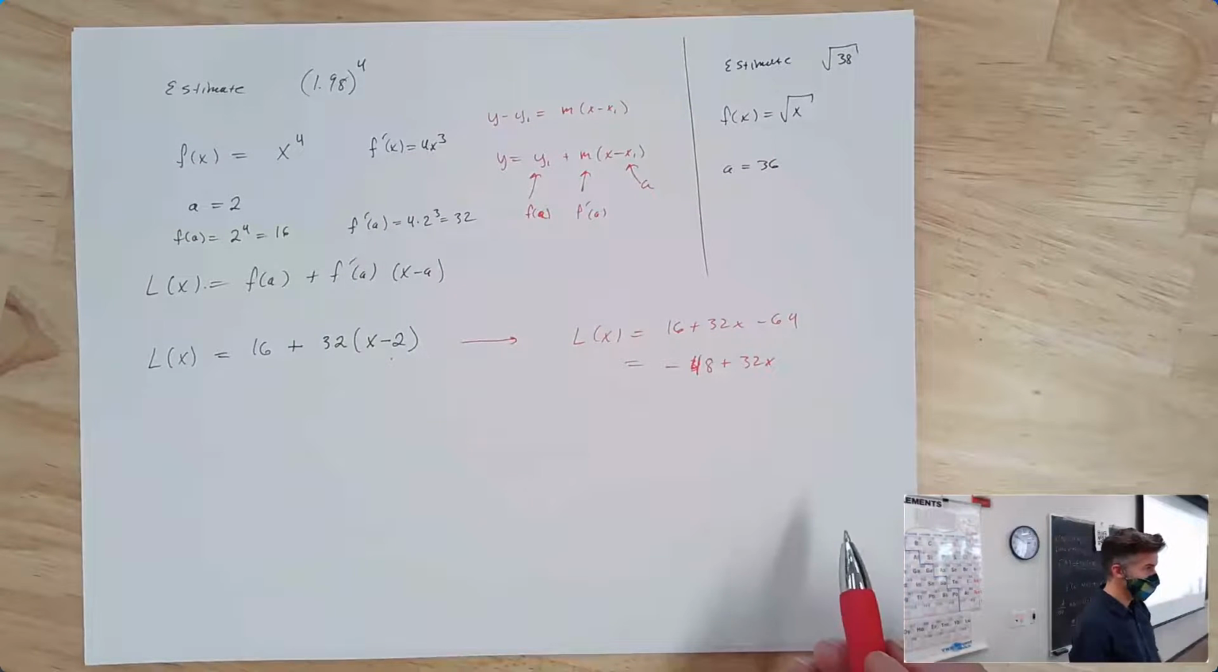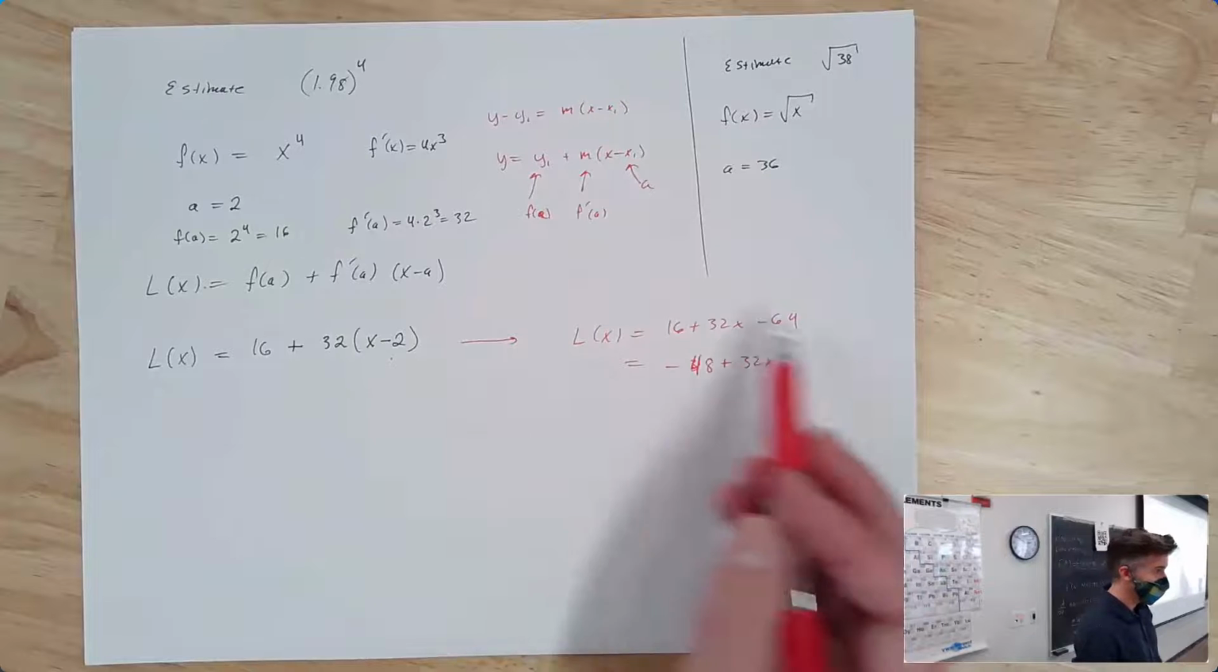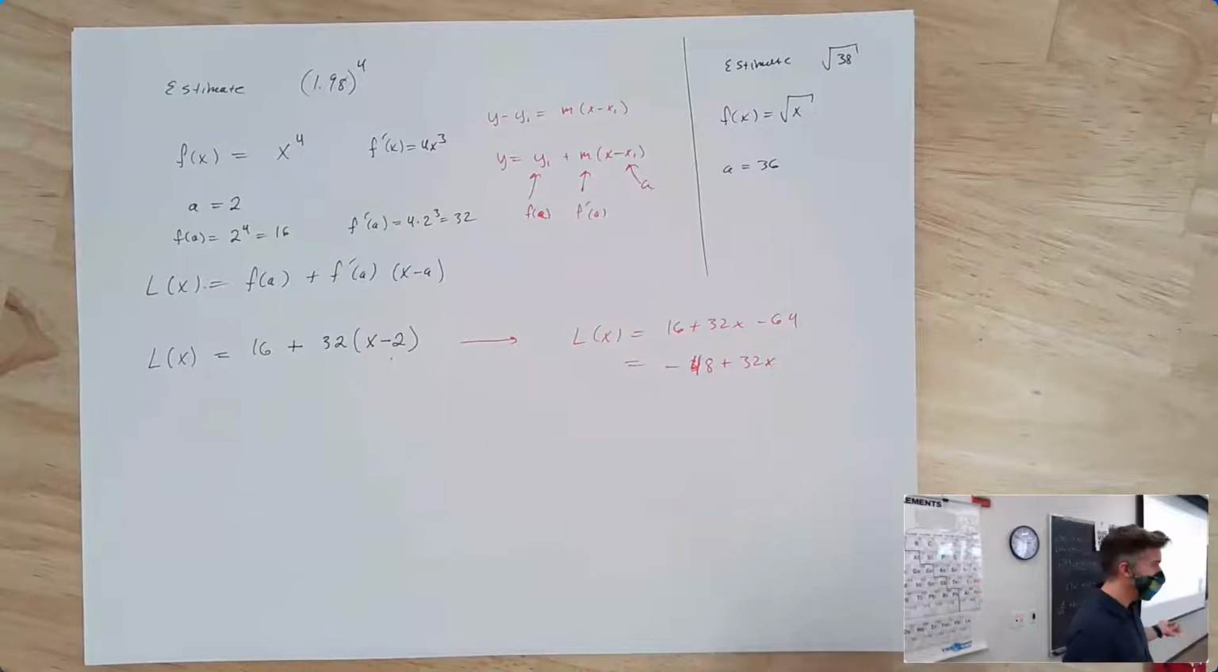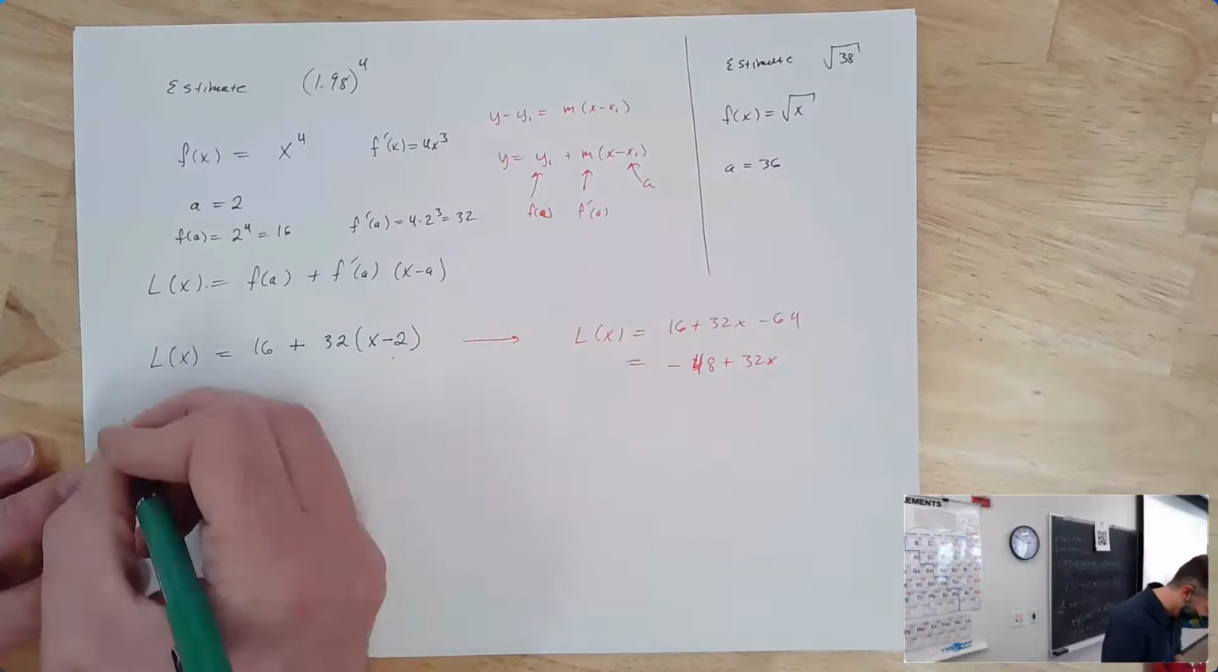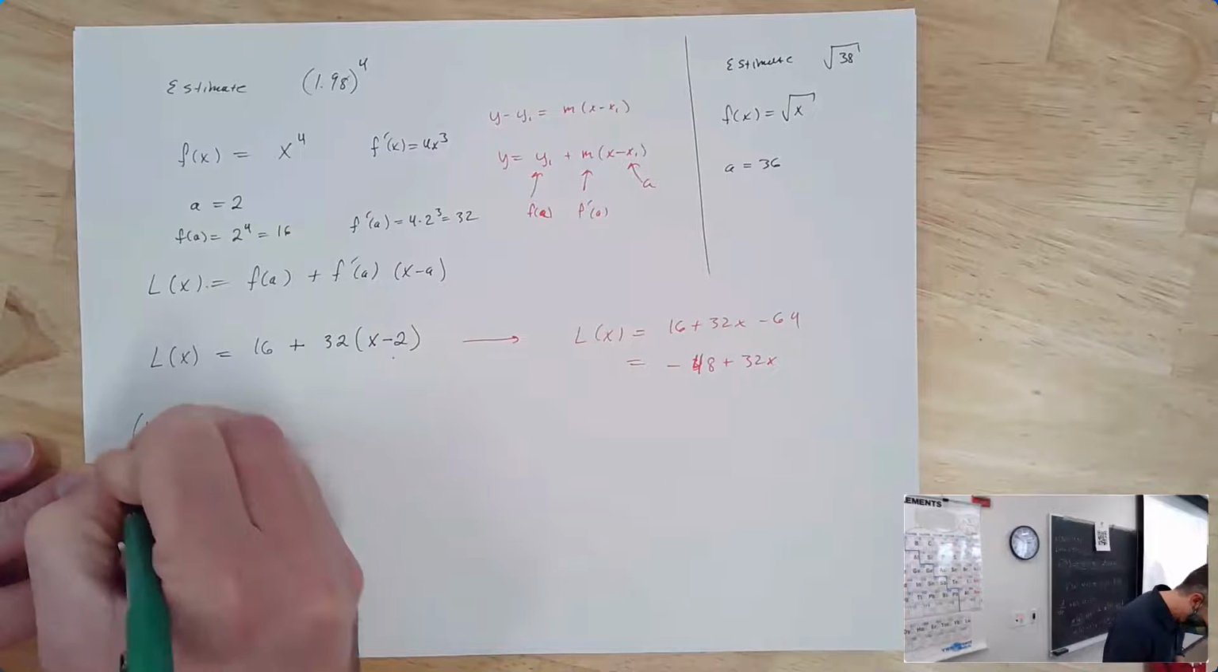Kate, I want to make sure you're seeing this. You really don't want to do this. Because what am I trying to do next? I'm trying to evaluate this thing at 1.98. I want to know what's 1.98 to the fourth power.